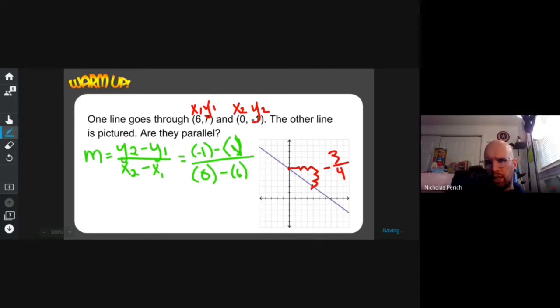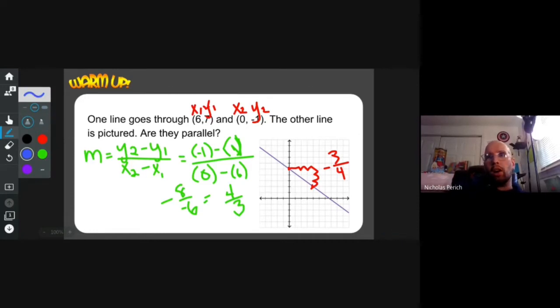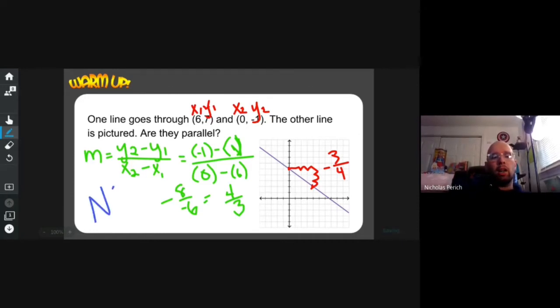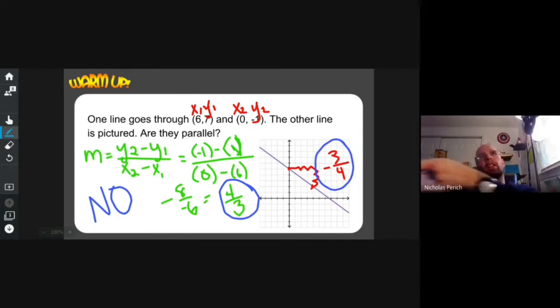So by doing this, I get -1 minus 7, which is -8 over -6, which is a double negative. So I was way off on this one, 4 over 3. So are they parallel? No, but you know what they are. And I didn't mean for this to happen, but sometimes the good Lord smiles down on us. They're negative reciprocals, because this one is that one flipped and negative, which means they're actually perpendicular.